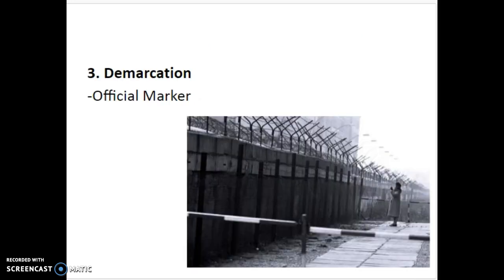All right, the third process in your flipped lecture is demarcation. With demarcation, you actually mark it on the landscape. How do you designate where the border starts, where it begins? Do you build that big, beautiful wall? Do you put up a sign? Do you put up a flag?